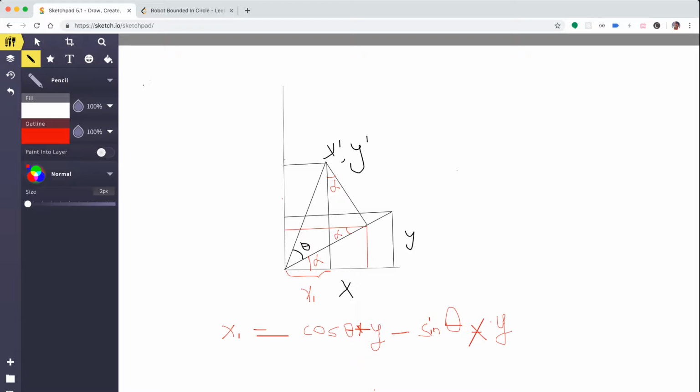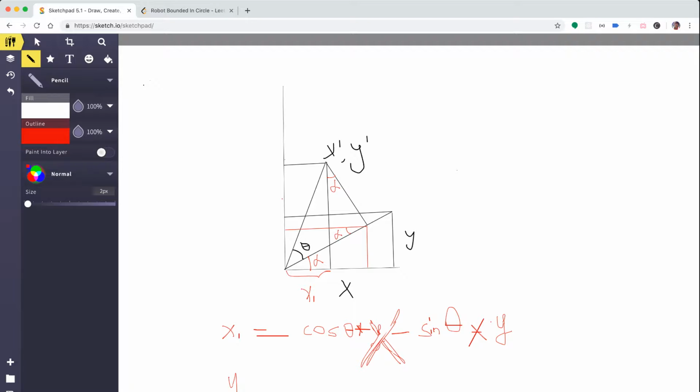Wait a minute, something is wrong. Oh, sorry, I made a mistake. This is cosine theta, but this area is not times y, it's proportional to cosine theta. So actually it should be times x. My bad. Okay, this times x.